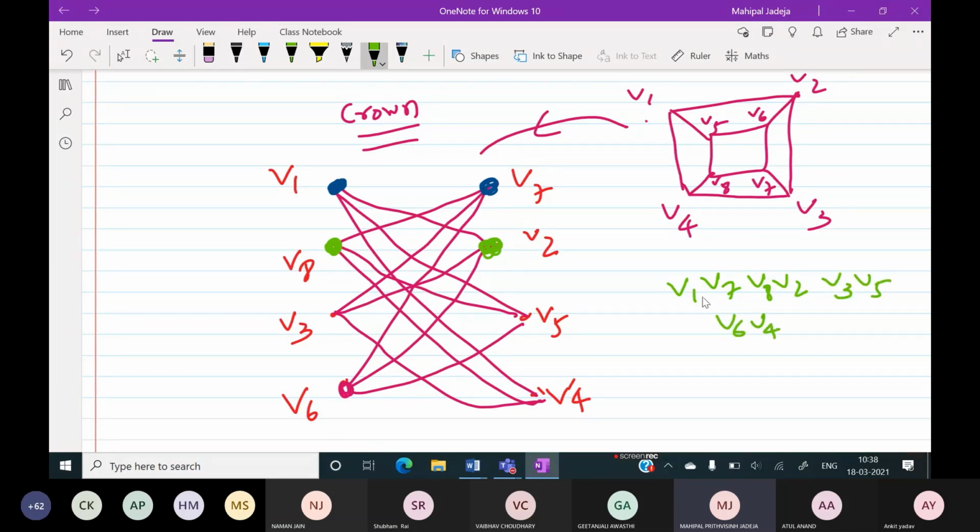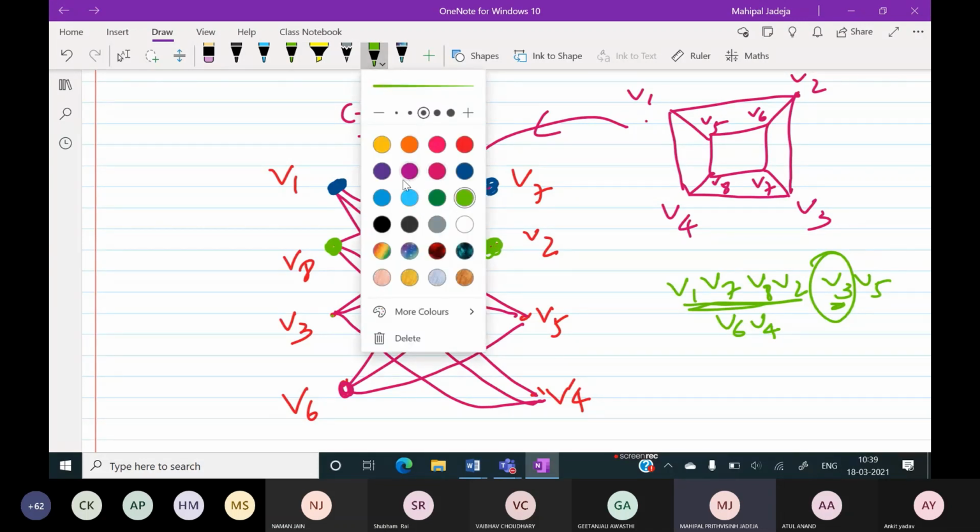So we have considered these 4 elements. Now we are going to talk about V3. If you can see, the neighbors of V3 are already using color 1 and color 2. So we can't reuse them. We need to use one additional color. And let's say the color is this.